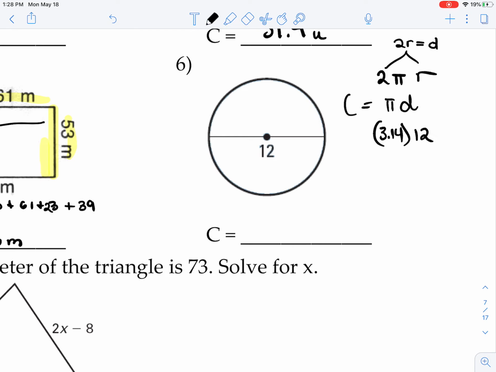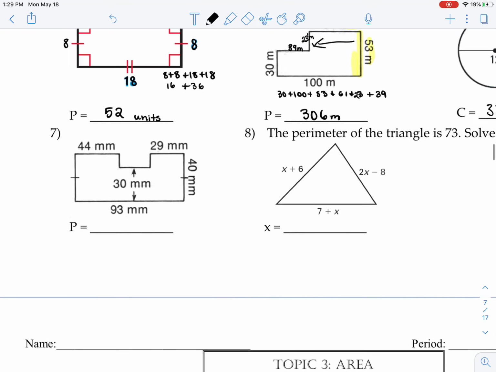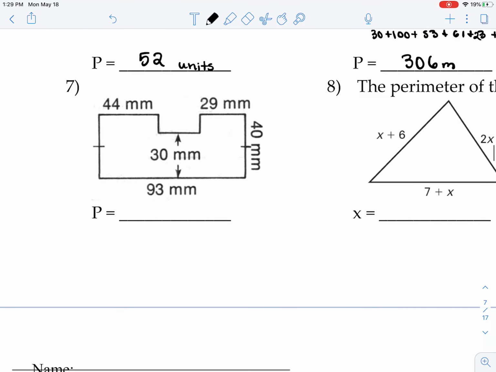times 12. So 12 times pi is 37 point, it's like 6.9. I'm using the pi button, so if you're off 1/100th, that's okay. I know the instructions say 3.14, but it bothers me, so I always use the pi button.